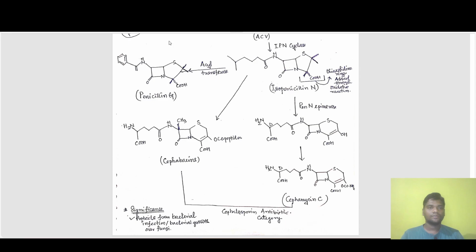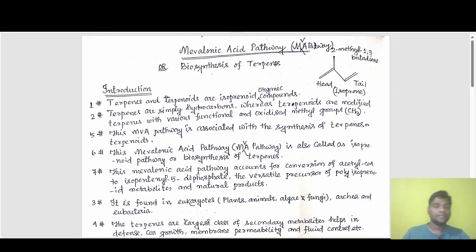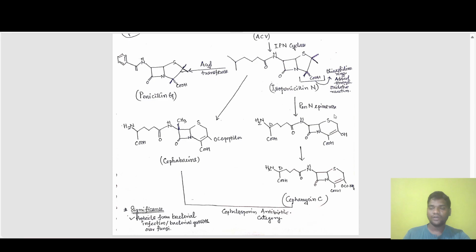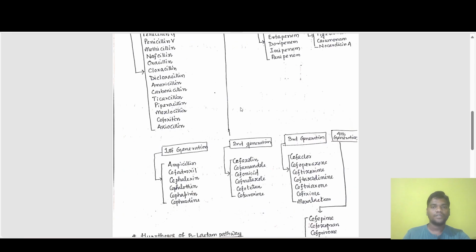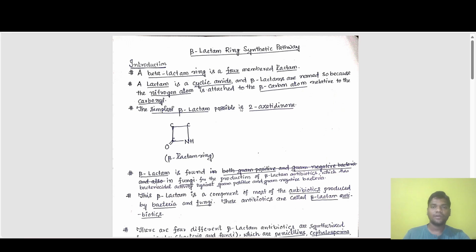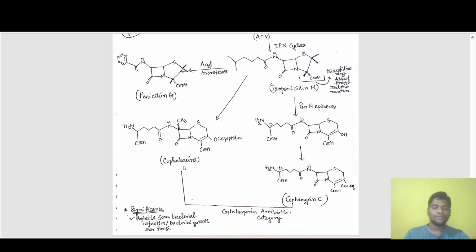Hello everyone. We will discuss another pathway, that is the mevalonic acid pathway or MVA pathway, here in this video, that is the biosynthesis of terpenes. But before that, I just want to make one correction in the beta lactam pathway video. At the end you will see there is a conversion of isopenicillin N to the cefabacin and cefamycin C.